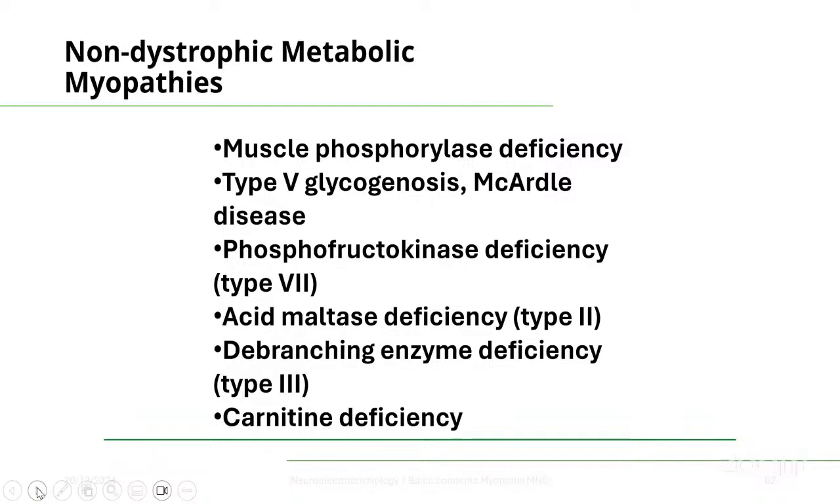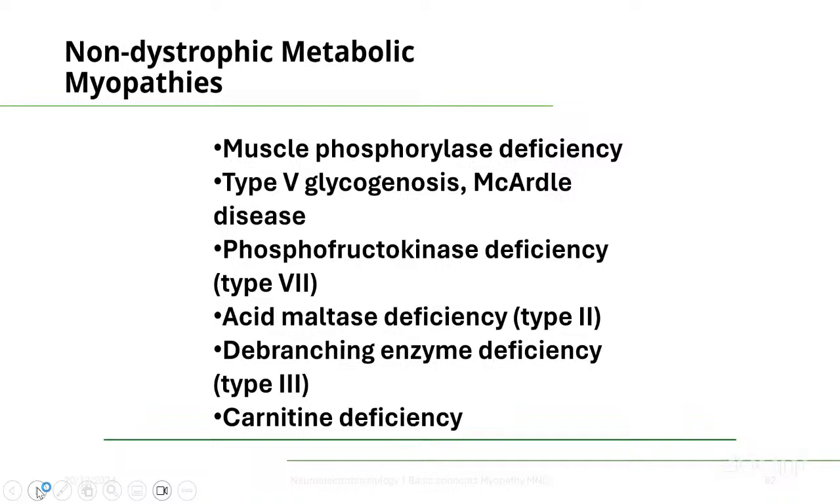And there are some non-dystrophic myopathies. These are muscle phosphorylase deficiency, type 4 glycogenosis, McArdle disease, phosphofructokinase deficiency, acid maltase deficiency, debranching enzyme deficiency, carnitine deficiency. These are metabolic myopathies usually. These metabolic myopathies are to be distinguished whether this is because of glucose metabolism or because of lipid metabolism.